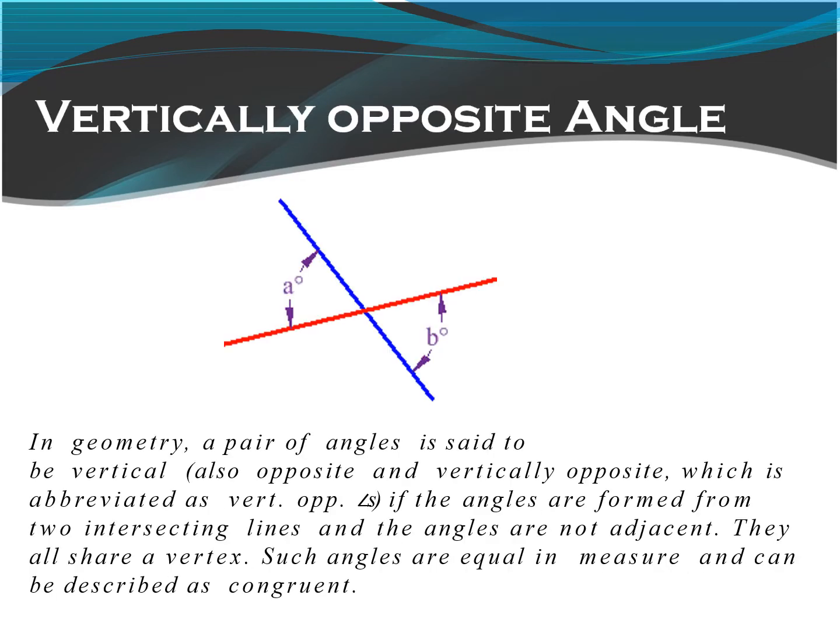Vertically opposite angles. This is one of the important concepts as well. In geometry, a pair of angles is said to be vertically opposite if the angles are formed from two intersecting lines and the angles are not adjacent. They all share a common vertex. Such angles are equal in measure and can be described as congruent, like angle A and angle B are congruent to each other, and if we mark here C and D, the angles C and D are congruent to each other.